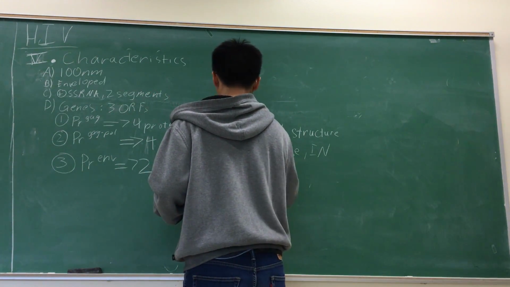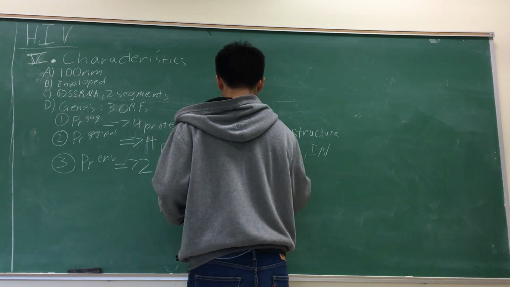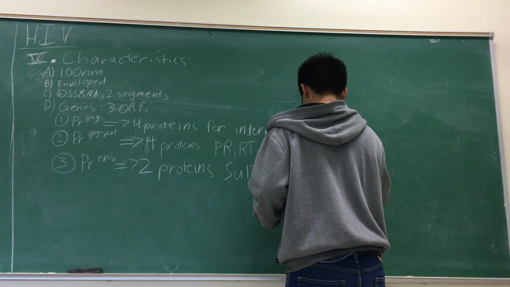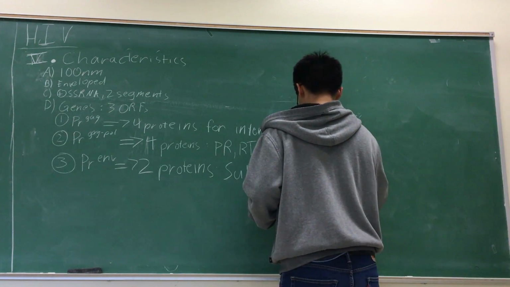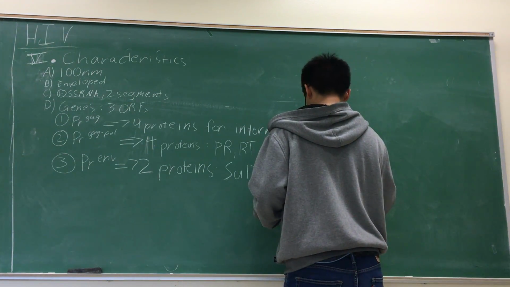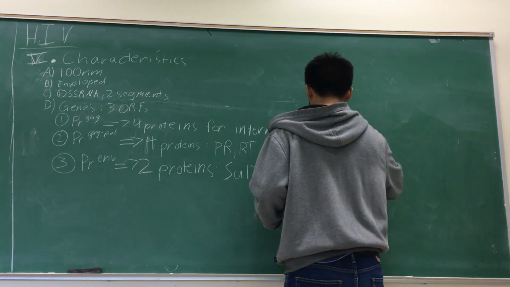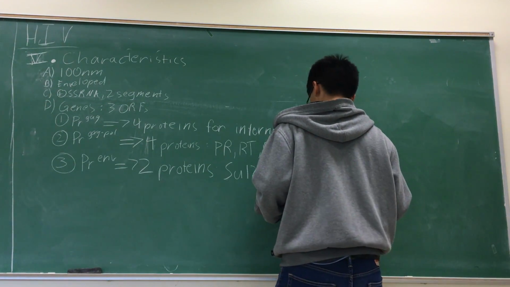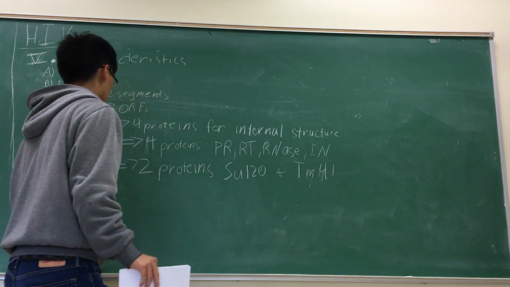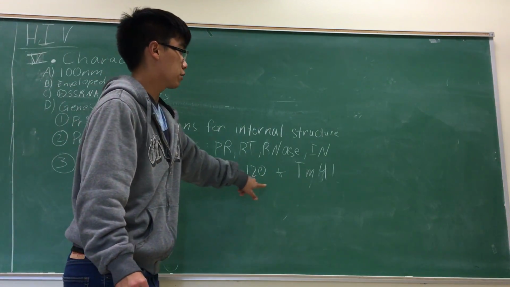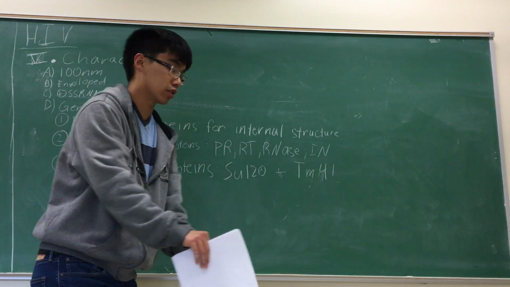So you have your surface protein, glycoprotein 120, and transmembrane TM41, or TM gp41, either way. So your envelope has 2 glycoproteins, surface 120 for attachment, transmembrane for injection into the cell.